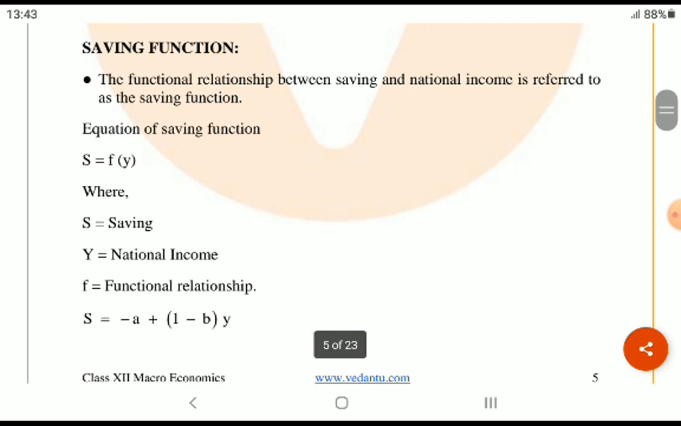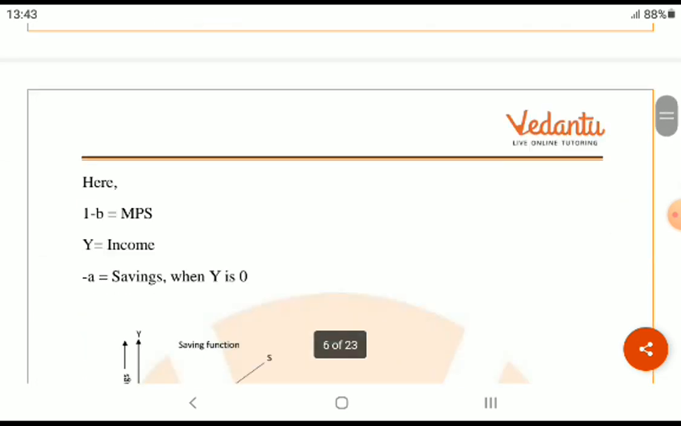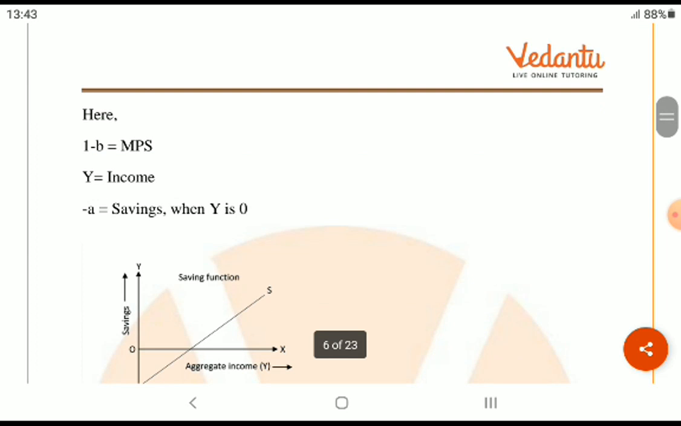Saving function. The functional relationship between saving and national income is referred to as the saving function. The equation of the saving function is S is equal to f(Y), where S is savings, Y is national income, and f is the functional relation. Therefore S is equal to minus a plus (1 minus b) into Y is the formula, where 1 minus b is equal to MPS, and Y is income. Here minus a is the savings when Y is 0.